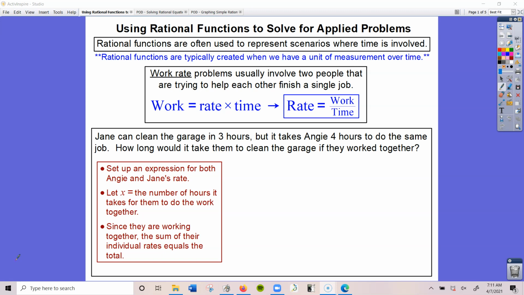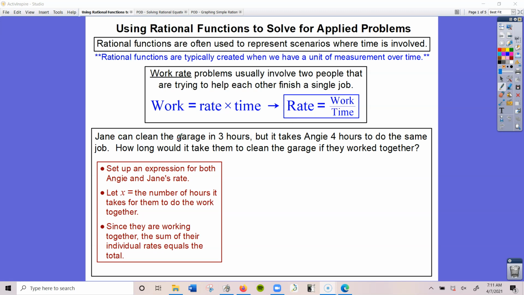Work rate problems usually involve two people trying to help each other finish a single job. Here I have these two equations. The amount of work that is completed is equal to the rate at which they are completing it times the time. But for most of these questions, we are going to be asked to find a rate, or we can write equations that represent rates. And the rate, if we divide both sides by time, is equal to the work that is completed divided by the time. So let's look at this problem.